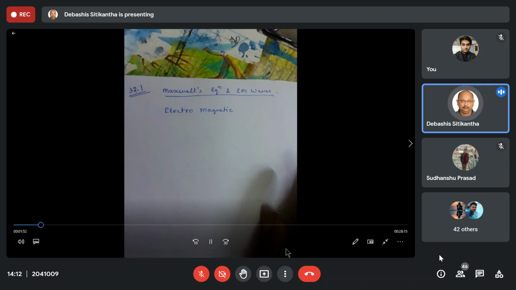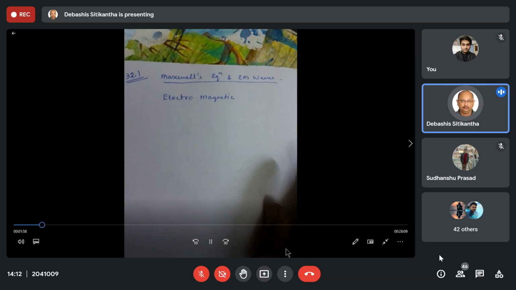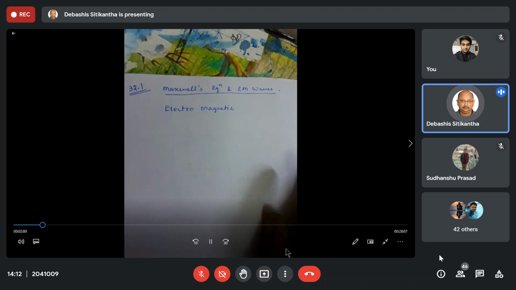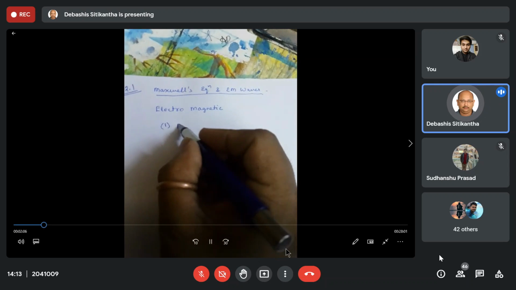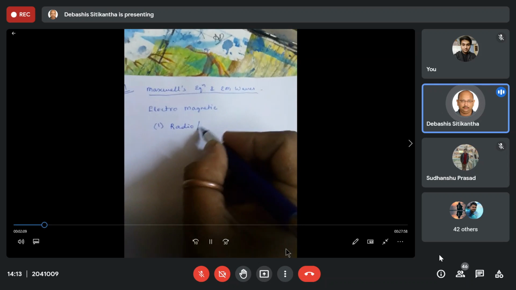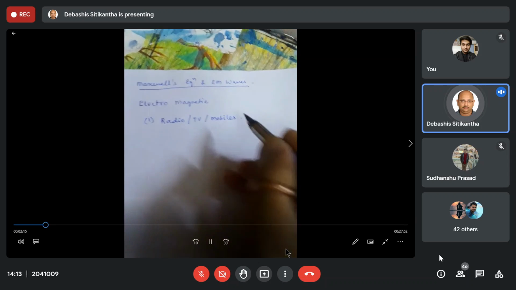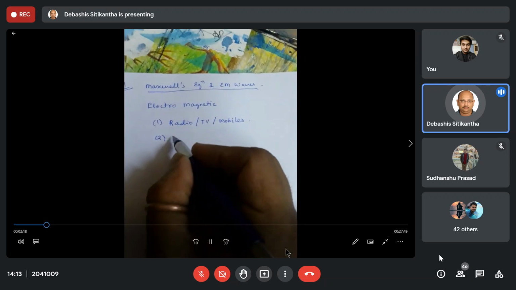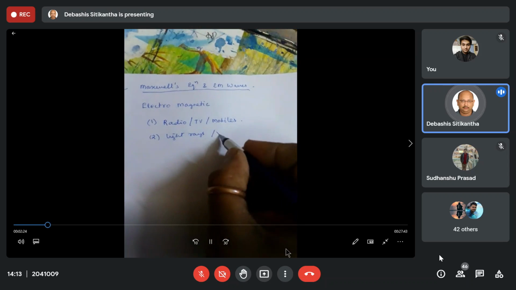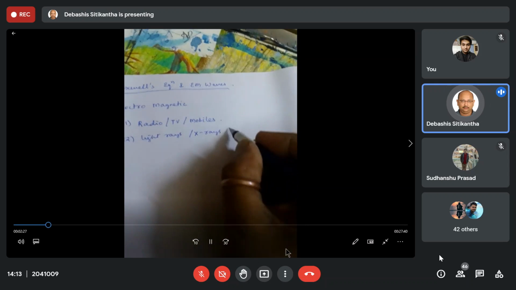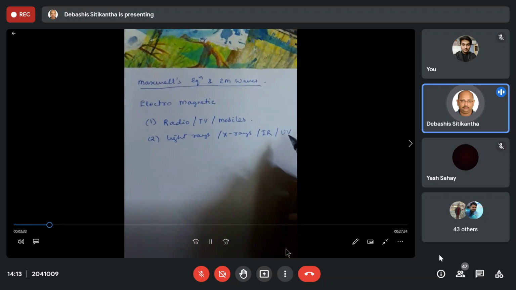Everything that you see is because of light. So light is a very beautiful example of electromagnetic waves. Other commonly used examples of electromagnetic waves include radio and television signals, your mobile signals. All these are nothing but electromagnetic waves. Similarly, light rays, X-rays, infrared light, ultraviolet light, all these are nothing but electromagnetic waves.